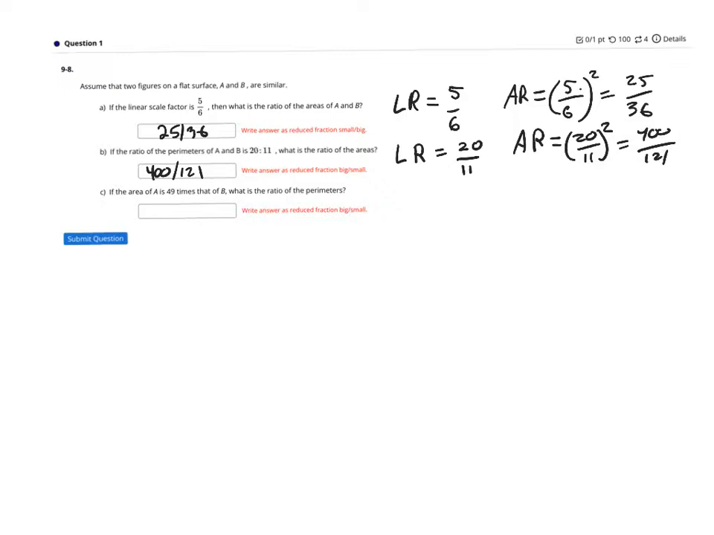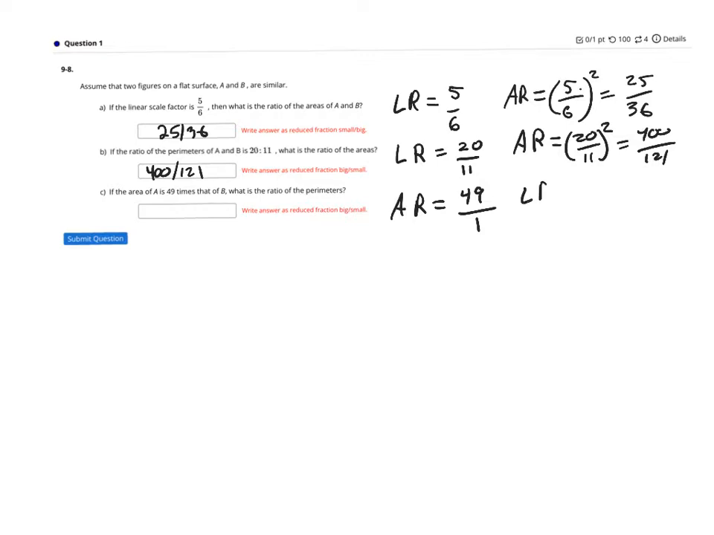And then the last one, it says if the area of A is 49 times that of B, what is the ratio of the perimeters? Well, if we were looking at the area ratio, now A is going to be 49 to B, which is just 1. Whenever you say something is so many times bigger or so many times smaller, then you have to have 1 in your fraction.